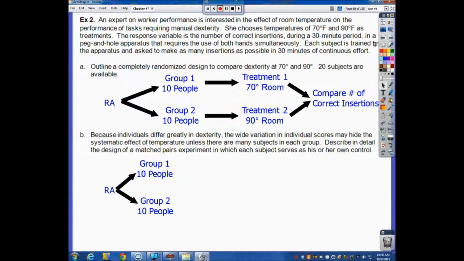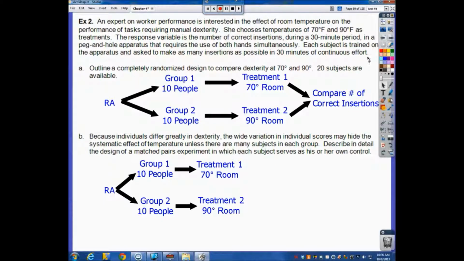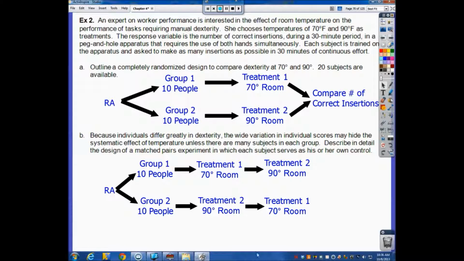If heads comes up, group 1 starts off with the 70-degree room. If tails comes up, group 1 starts off with the 90-degree room. So let's say heads comes up. So we start off group 1, and I randomly decided that they would get the 70-degree room and group 2 would get the opposite. And then after 30 minutes in the 70 and 90-degree rooms, we give them a couple hours break, get them to relax, get them fresh to where they were when they first started the first treatment. And now we switch them.